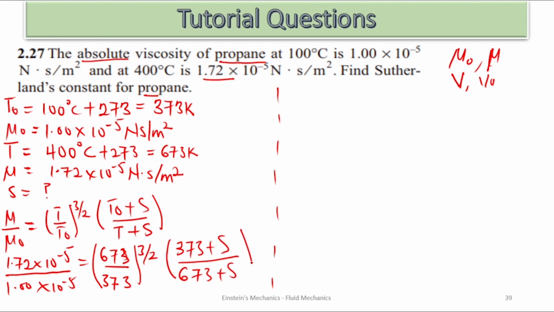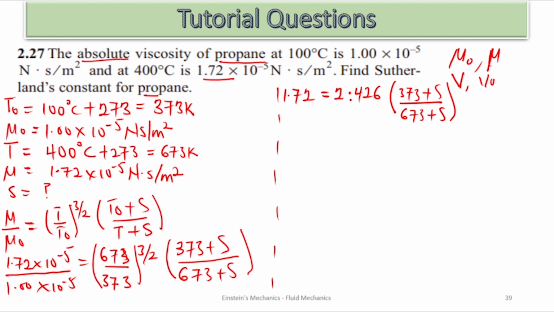Plus S, times 673 plus S. So this is just change of subject. Do your substitution and go ahead and punch this, you are going to get 1.72 equal to, I will punch this one too, and I'm getting 2.426 multiplying 373 plus S on 673 plus S. Are we good?